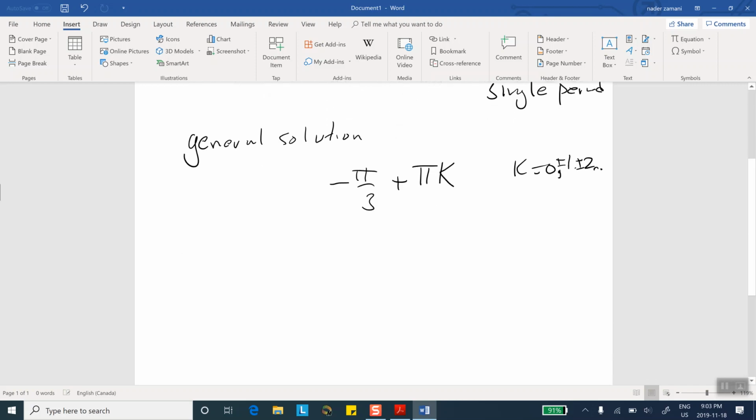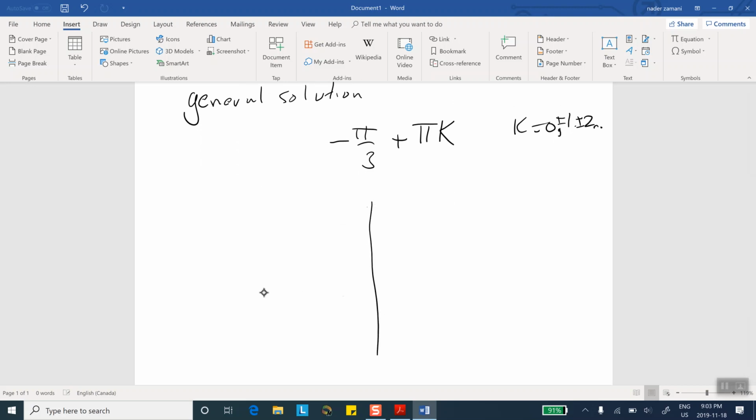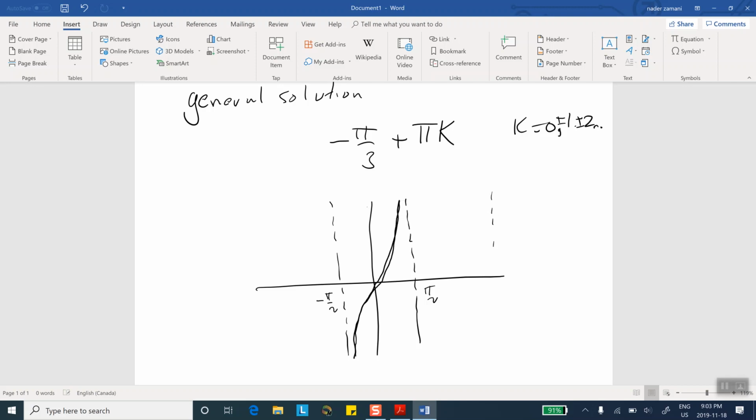Let me also show you geometrically what we have done. The graph of tangent in the interval minus pi over 2 to pi over 2 looks like this, okay? Remember, this is stuff from 3 to 4 weeks ago. Now, the graph of the tangent, once you draw it in all the periods, is going to go like this, all right?